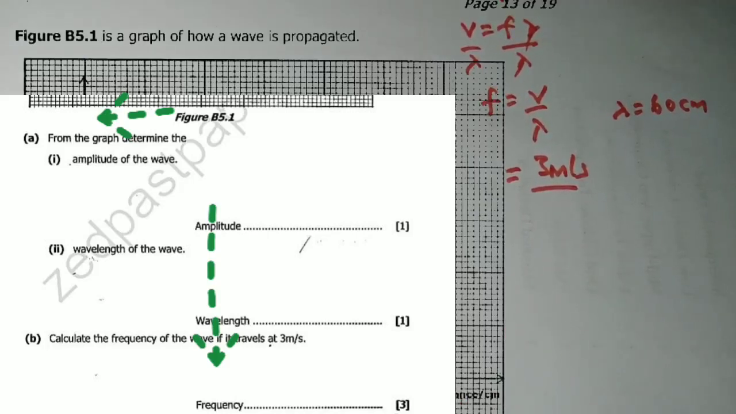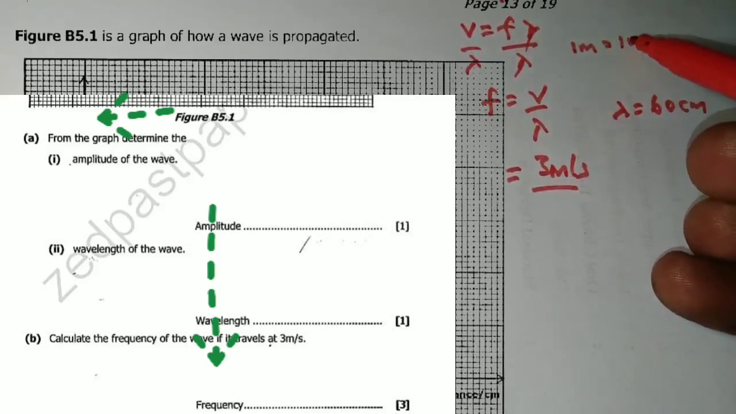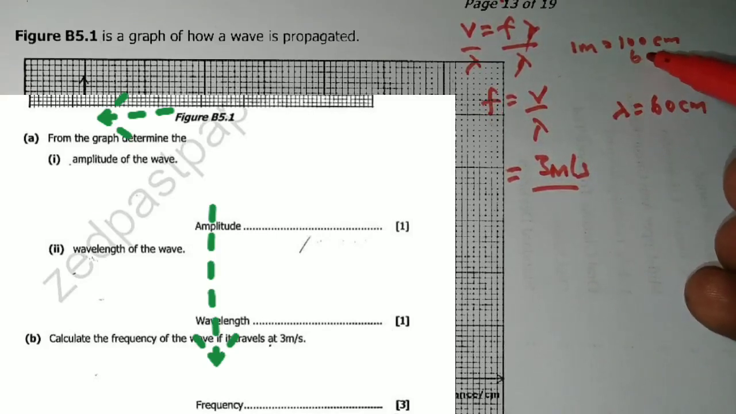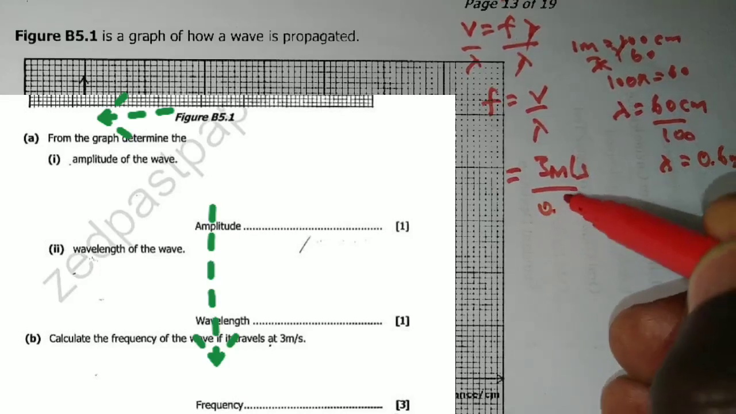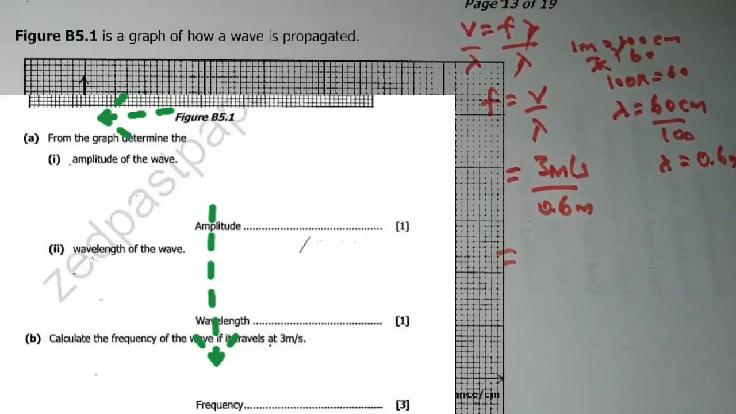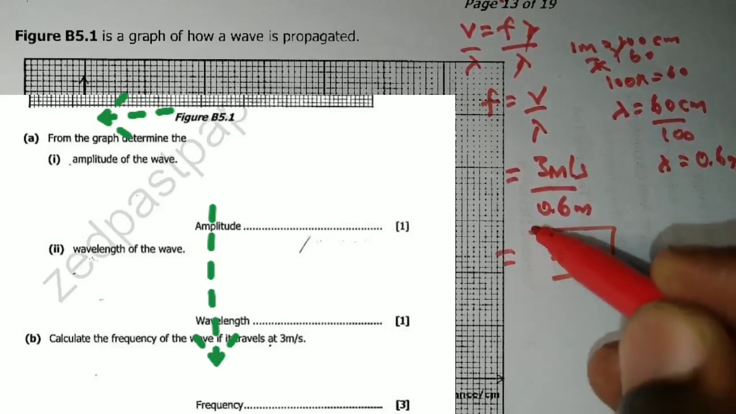So we just need to convert this 60 centimeters into meters. We know that 1 meter is equal to 100 centimeters. Then you put 60 centimeters here, x there. So you have 100x is equal to 60. You simply divide by 100, so you get 60 divided by 100, that's 0.6 meters. We have to convert this to meters because on the diagram it's given in centimeters. So 3 divided by 0.6, we get 5 hertz as the frequency.